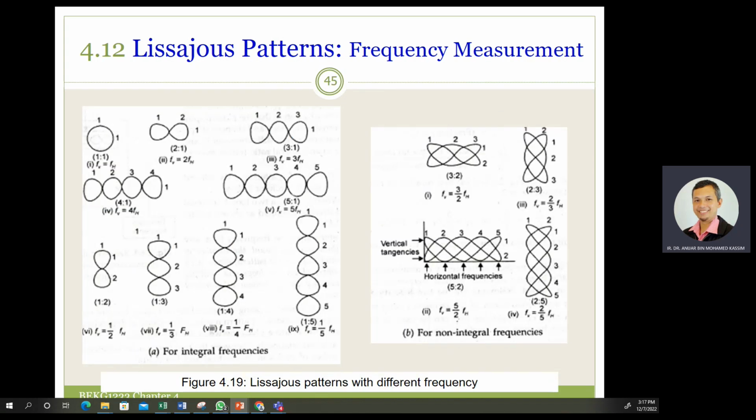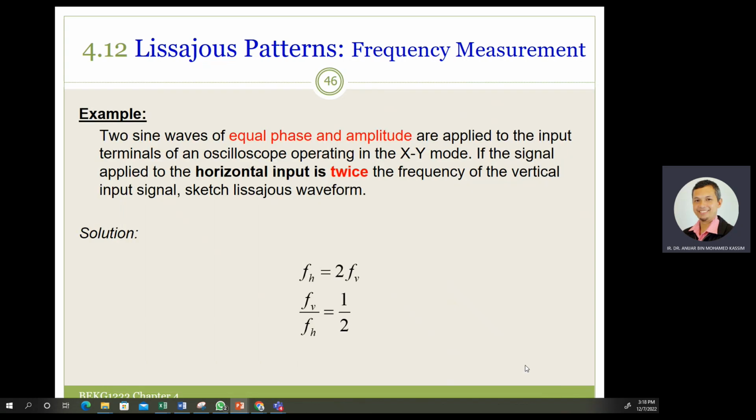As I mentioned, we can see 1/1, and 1, 2, 1, which means 2/1, and 1, 2, 3, so we can see 3/1 and others. This is for the integral frequency, and this is for the non-integral frequency. And there are also Lissajous patterns with different frequencies.